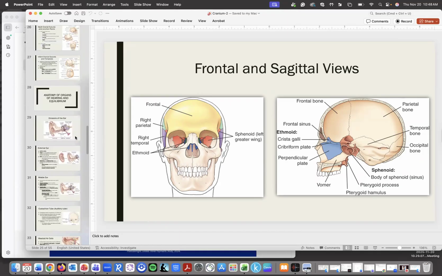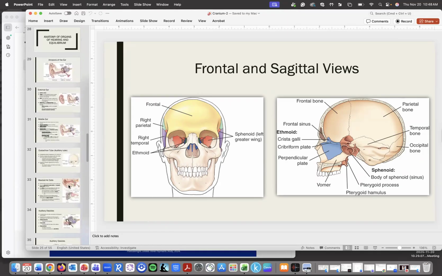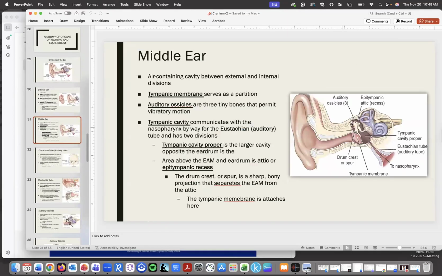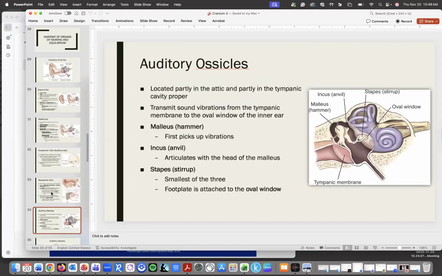Let's see what else. The organs of hearing are going to be really straightforward, just labeling. There are 3 ossicles in there, right? The hammer, stapes, anvil, that sort of thing. I remember that from an anatomy class maybe in high school. Hammer, anvil, stirrup.